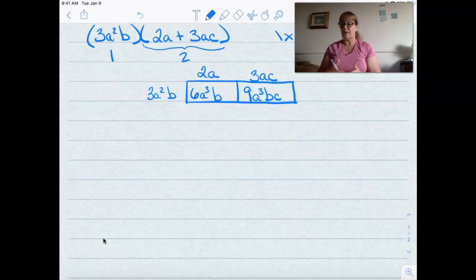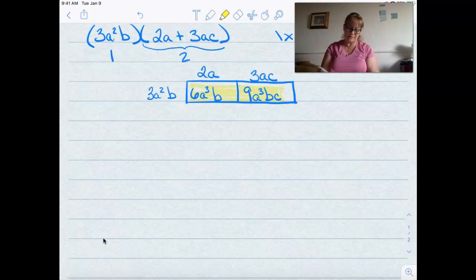Well, now to write your answer correctly, you have to look and see, is there any like terms within this box right here that you need to add together? Remember, like terms have the same variable with the same exponent. We don't see that here because the second term has a C in there. So that makes it a completely different term. We can't add them, we can't combine them.